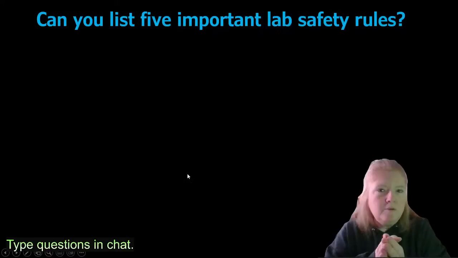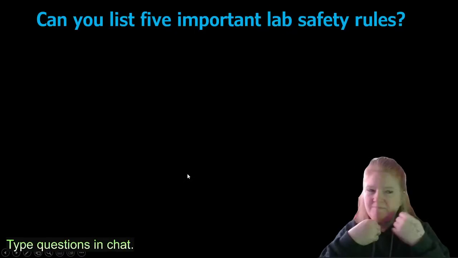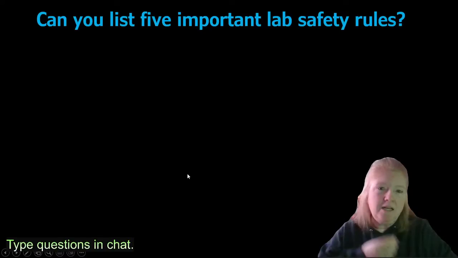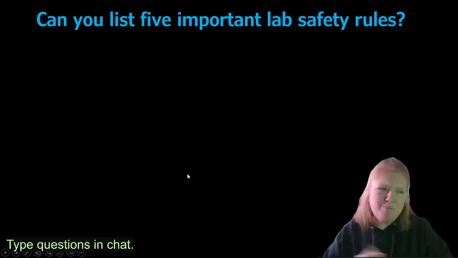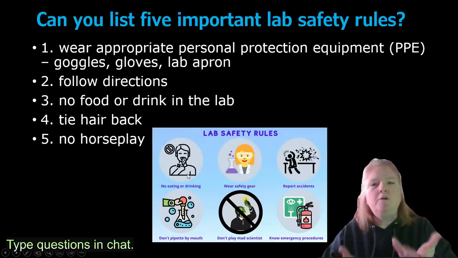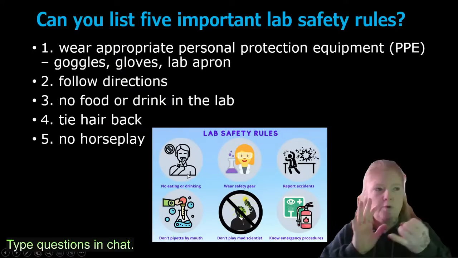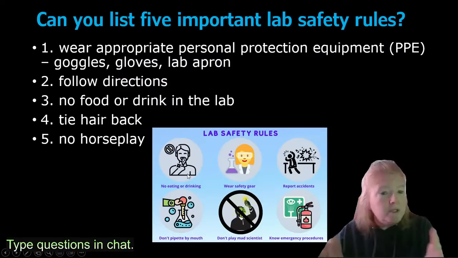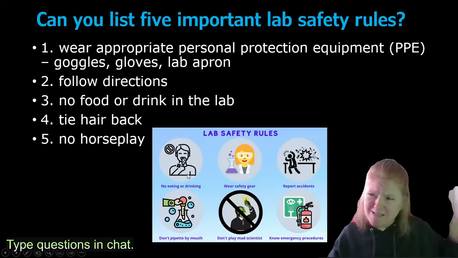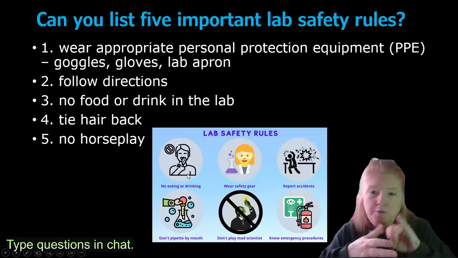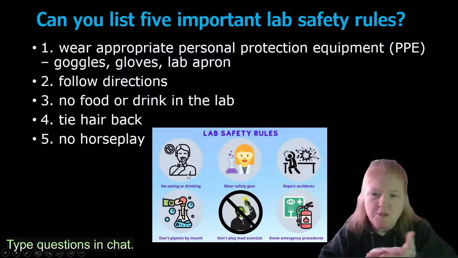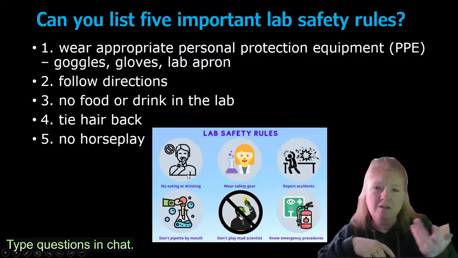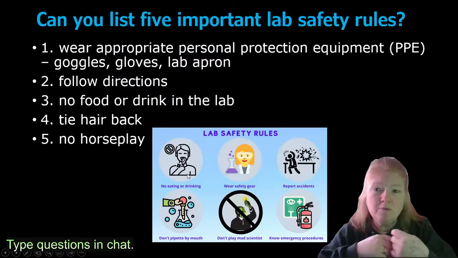So can you list 5 important lab safety rules? Again, this is something that you should just be able to identify. And occasionally it's a written question, like what's another safety precaution that should be followed? So for example, wearing appropriate PPE, so goggles, gloves, lab apron, whatever might be appropriate for the lab. Following directions means only doing what has been assigned, not doing some side experiment just because you're curious. No food, no drink in the lab, tying your hair back, no open-toed shoes, no horseplay. So if you're asked to identify an additional lab safety rule, these are good ones to go by.